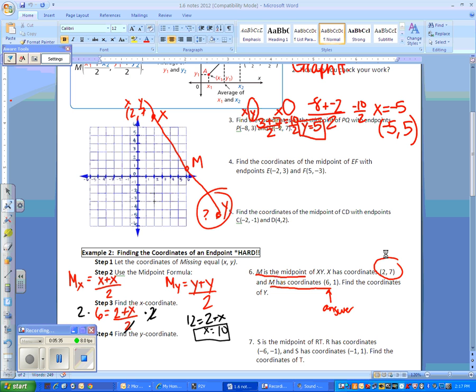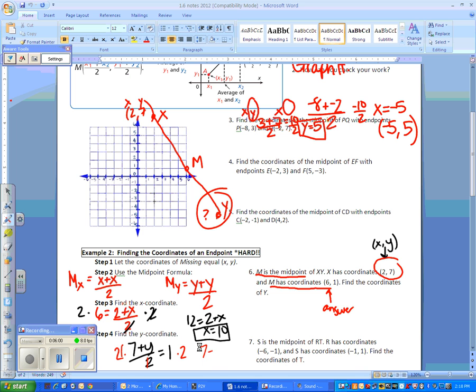I know this is confusing. When they give you the endpoint, that's going to be what you plug in for x or y. So 7 is y, so I'm going to plug in 7 plus y divided by 2, always divided by 2, is going to equal the midpoint. They give you the midpoint, equals 1. And then again, you're going to multiply by 2 on both sides, first step, and that gets rid of the fraction.